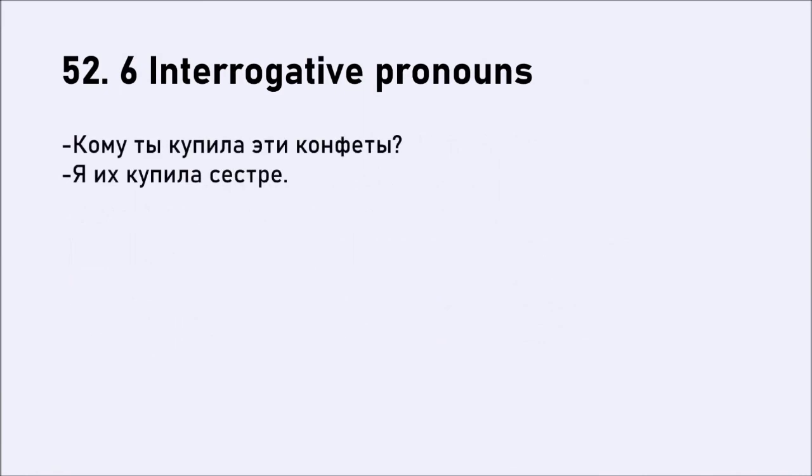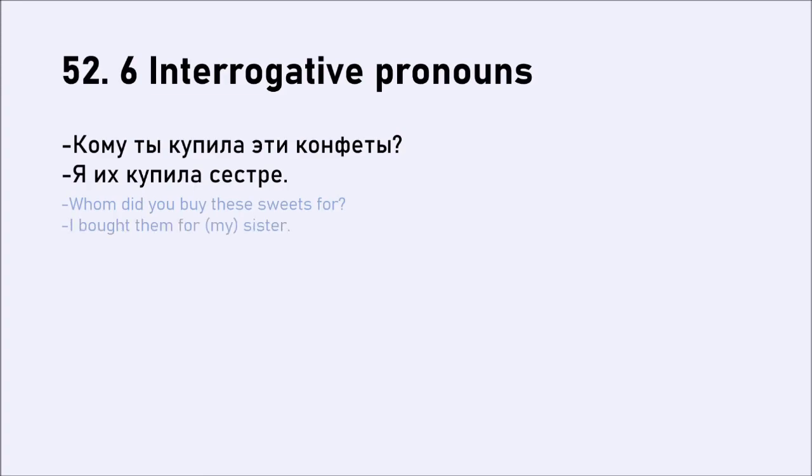Let's have a look at an example sentence. Кому ты купила эти конфеты? Я их купила сестре. Okay, an example with the dative case. Whom did you buy these sweets for? Okay, can you see that even in English we also say whom and not who? Because who is the subject. Whom is an object. So for whom did you buy these sweets?